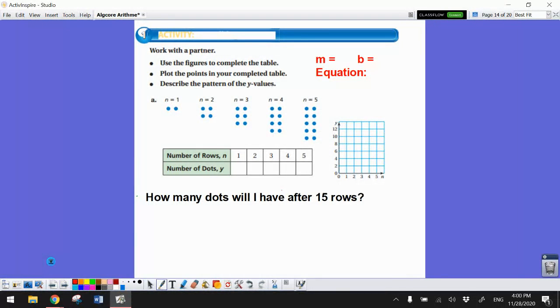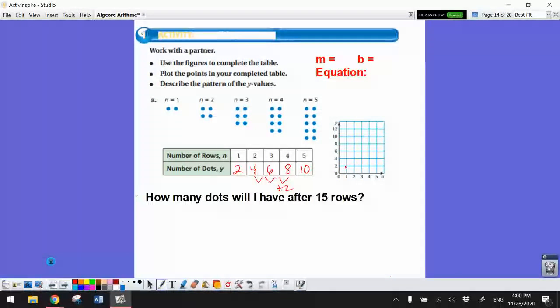At point 1, I have 2 dots. At point 2, I have 4 dots. At point 3, 2, 4, 6 dots. What's happening? I'm going up by 2. So the next one should be 8 and the next one should be 10. So I see my pattern is plus 2. And let's go ahead and graph these.